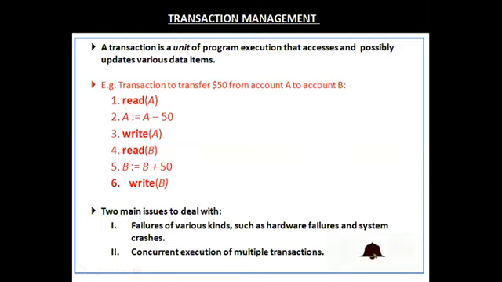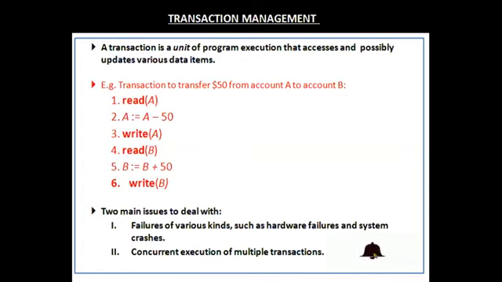For that purpose, the first step of account A is read A. The second step is A equal to A minus 50. If sufficient balance is available, then he can transfer the funds from account A to account B. So A equal to A minus $50. Now the third step is write A. After transferring the funds, that is $50, again he has to check whether the fund is transferred or not. In that case, step 3 is write A. Here, read means selection, and write means update, as per SQL.